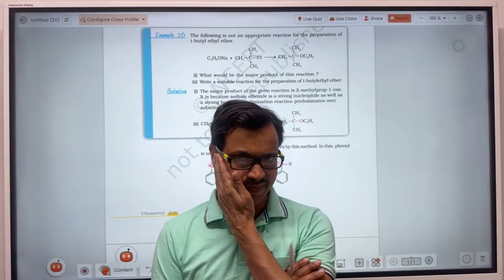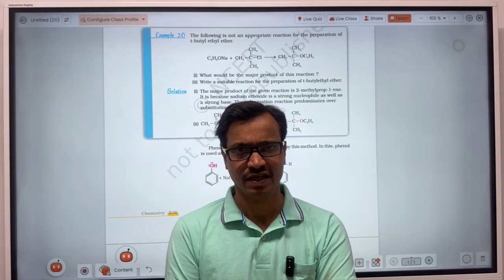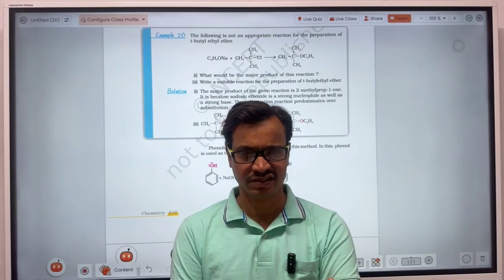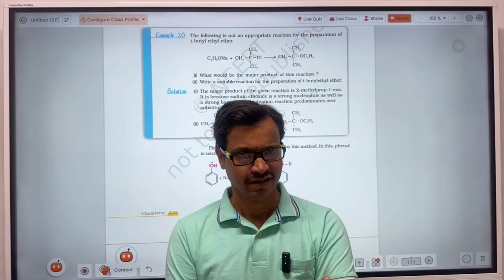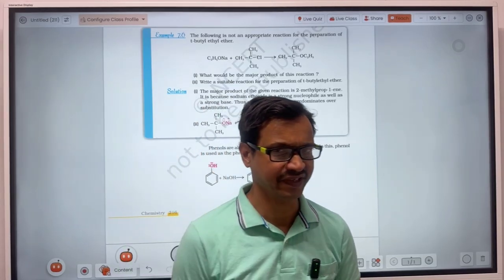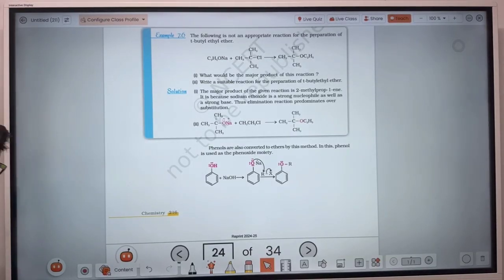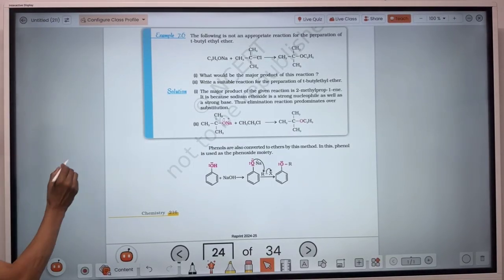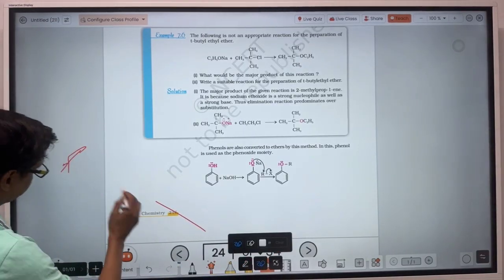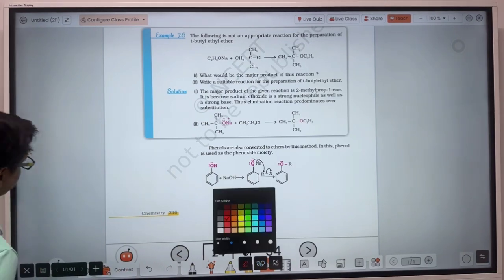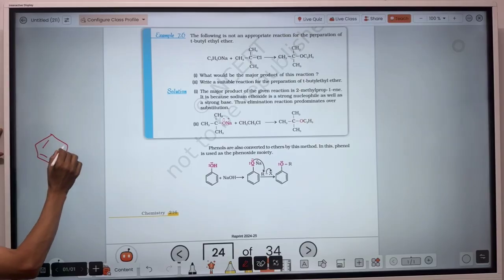Now another one. We have discussed earlier, before these reactions, that when we have to prepare the ether in which there will be a tertiary alkyl group on one side and a primary alkyl group on the other side, then we will have to take sodium salt of tertiary alkoxide and primary haloalkane. In the same way, when we have to prepare the ether in which there will be benzene on one side and an alkyl group on the other side, what to do then?